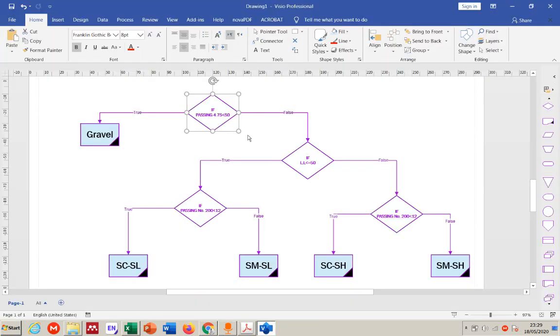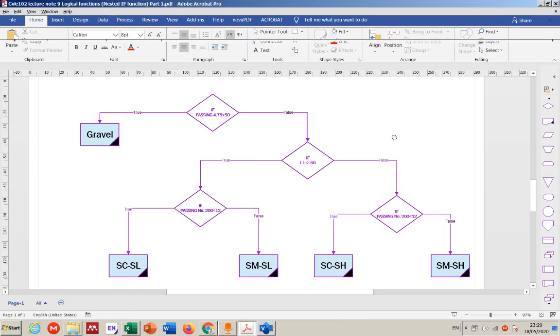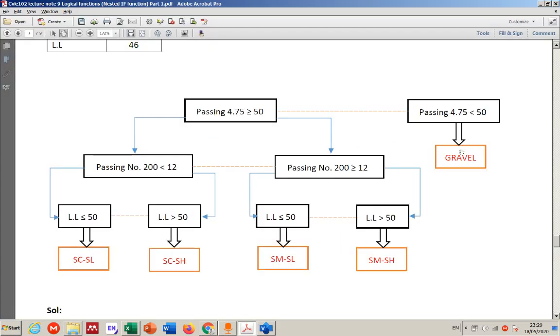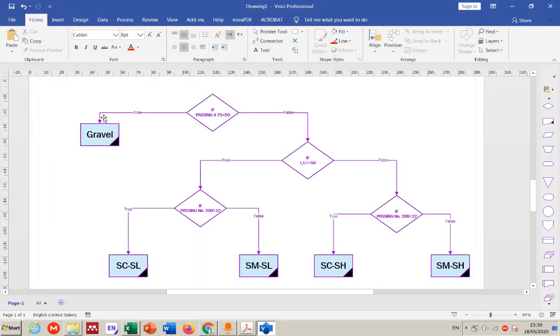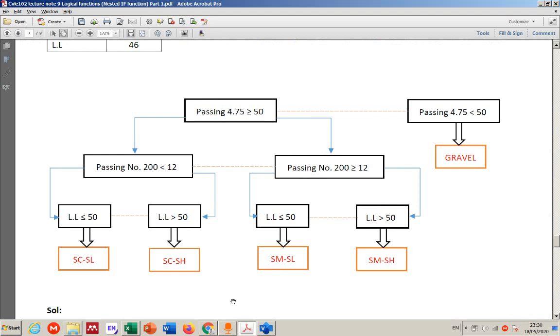So what did I do here? I said if passing of 4.75 is smaller than 50. This time I use this one smaller than 50, the true will be gravel, and the false of it is going to come here. So the true of it is gravel, the false is going to go there. Now I have another if function there. Why? Because if it is false, sure, we have an if, but this time I used the LL smaller or equal to 50.